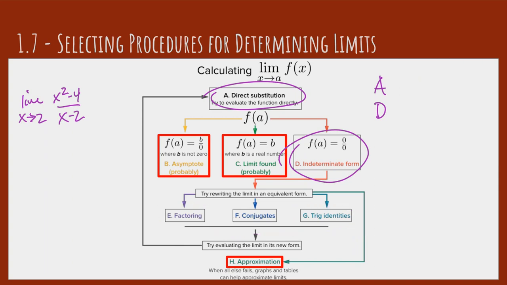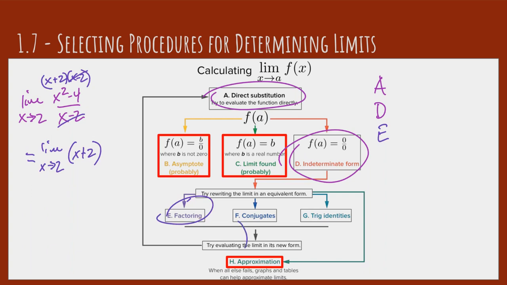So let's do that. Factor the numerator. And I should also point out factoring, conjugates, and trig identities also includes simplifying once you do those things. So simplifying here, we can cancel the x minus 2's. So our new limit is going to look like this. Let me update my list of things here. I did factoring here, so I need to include E on my list now.